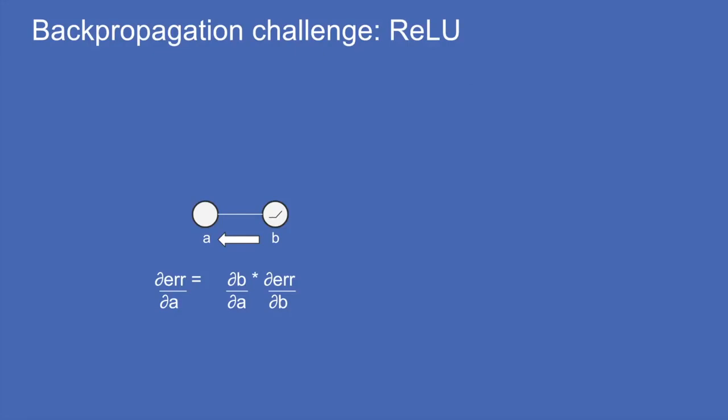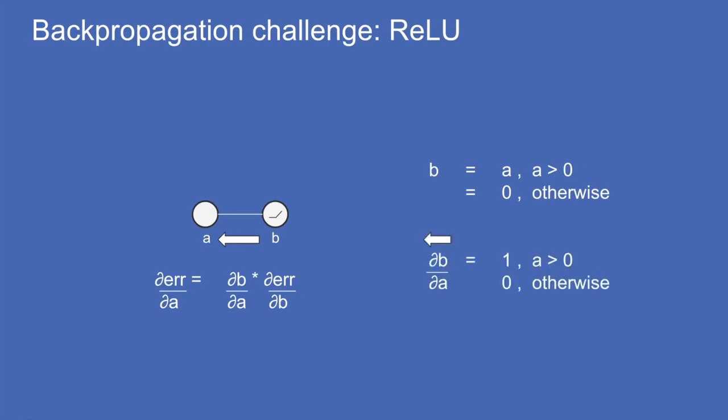Another element that we've used is the rectified linear unit. Again, to figure out how to backpropagate this, we just write out the relation. B is equal to A if A is positive, otherwise it's 0. And piecewise, for each of those, we take the derivative. So dB/dA is either 1 if A is positive, or 0.